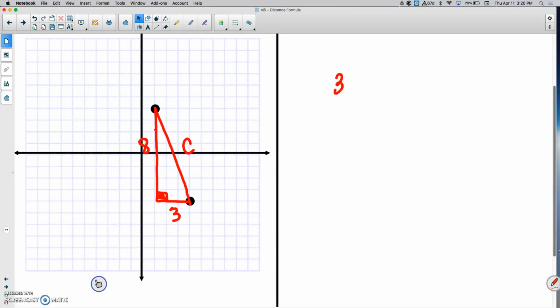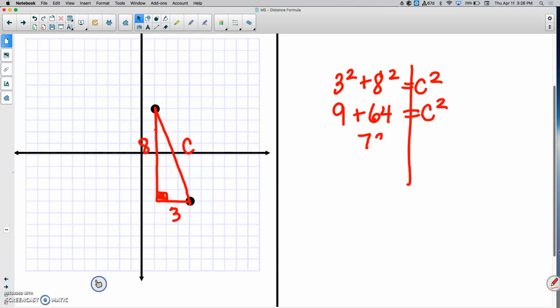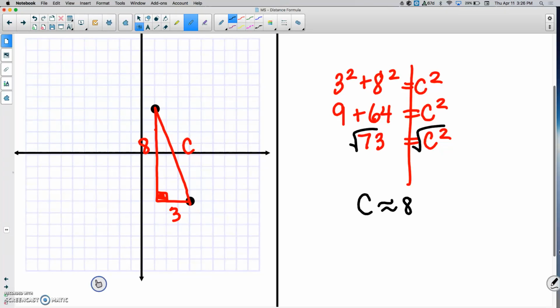So 3 squared plus 8 squared equals c squared. 9 plus 64 equals c squared. I can add them together to get 73. And then the last step again is the square root. So the square root of 73 is about 8.5. So you can use the distance formula if you want to write ordered pairs for points that are graphed, or you can use the Pythagorean theorem.